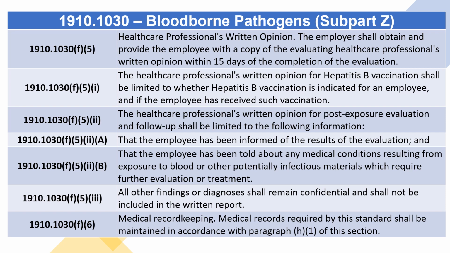1910.1030(f)(5)(ii). The healthcare professional's written opinion for post-exposure evaluation and follow-up shall be limited to the following information. 1910.1030(f)(5)(ii)(A) through (B). That the employee has been informed of the results of the evaluation, and that the employee has been told about any medical conditions resulting from exposure to blood or other potentially infectious materials which require further evaluation or treatment. 1910.1030(f)(5)(iii). All other findings or diagnoses shall remain confidential and shall not be included in the written report. 1910.1030(f)(6). Medical record keeping. Medical records required by this standard shall be maintained in accordance with paragraph (h)(1) of this section.